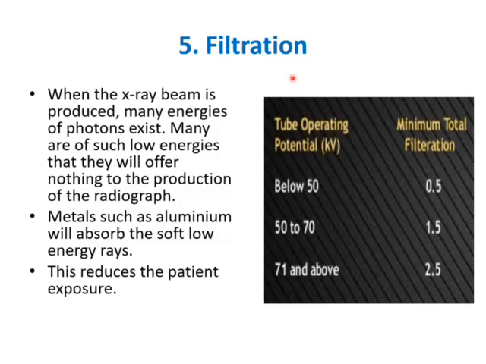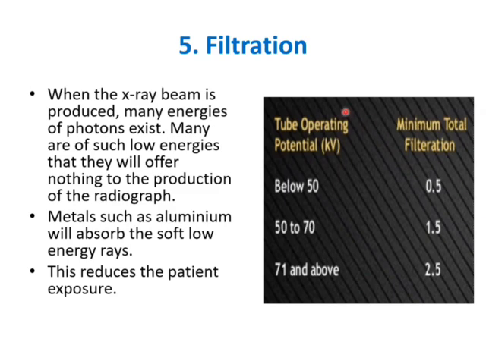Now about the filtration. When the X-ray beam is produced, many energies of photons exist. Many are of such lower energy that they will offer nothing to the production of the X-ray radiograph. So metals such as aluminium, which will absorb the soft low energy rays, are used, and this reduces the patient exposure.